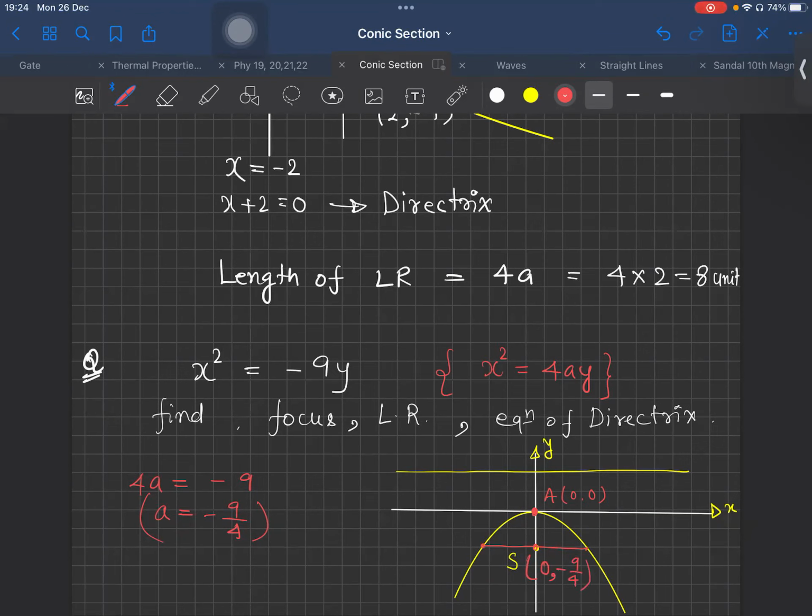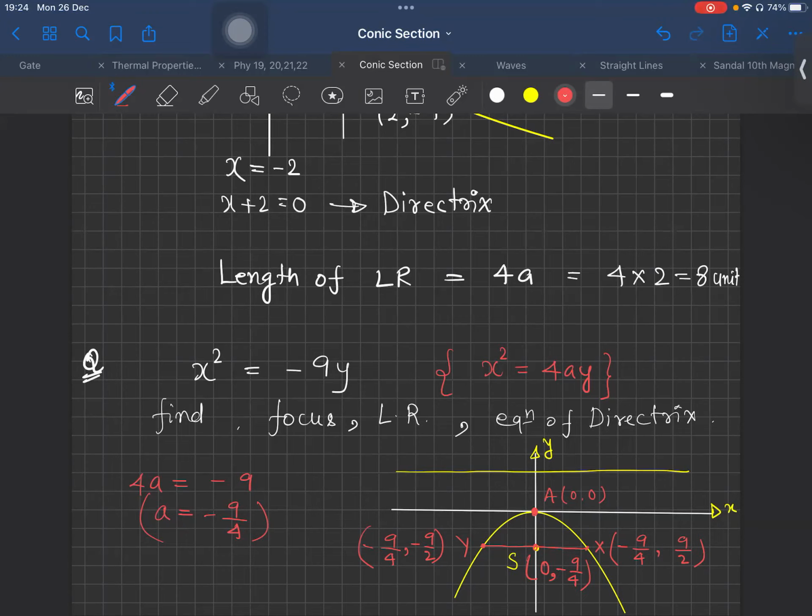What will be the end of the latus rectum? This will be minus 9 by 4, comma, 2 times of this, so 9 by 2. This is, let's say, x. This point, let's say, y. So y will be minus 9 by 4, and x is 2 times, with the negative sign, so minus 9 by 2. These will be the ends of the latus rectum.